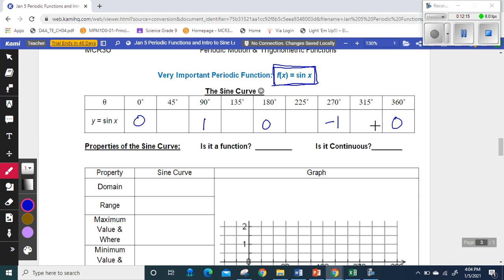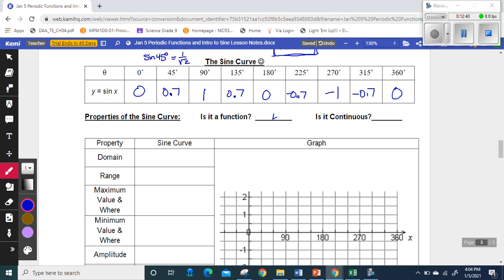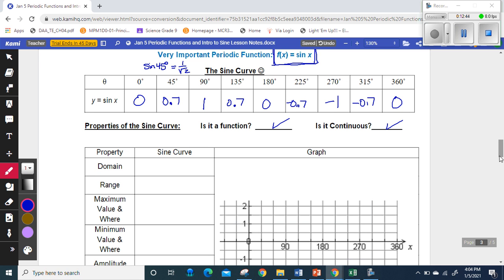So to finish figuring out our curve, because it is curvy, we want some middle points. Let's think, special triangles, we know that's just 1 over root 2. If I calculator that, it's just 0.7. 135 is also 0.7. 225 is minus 0.7. And 315 is minus 0.7. So we're going to create a continuous function using those points.